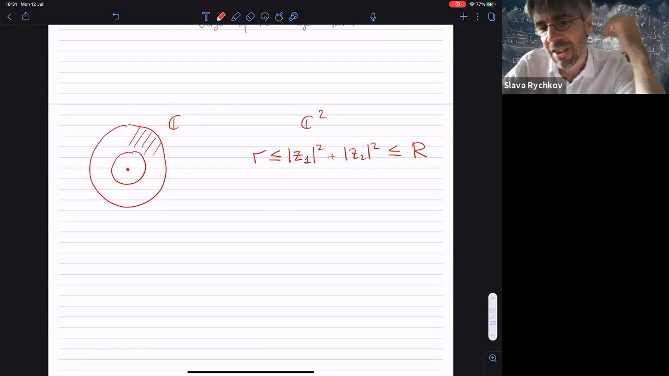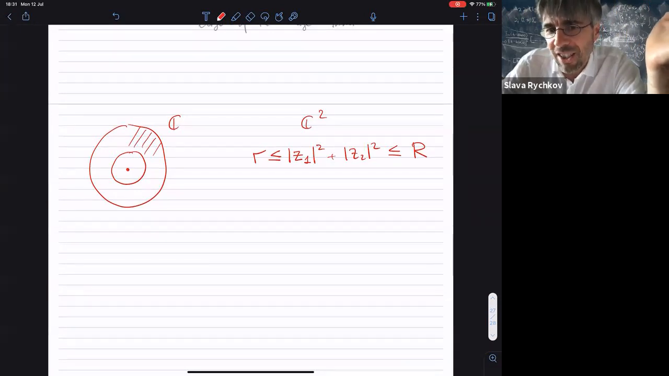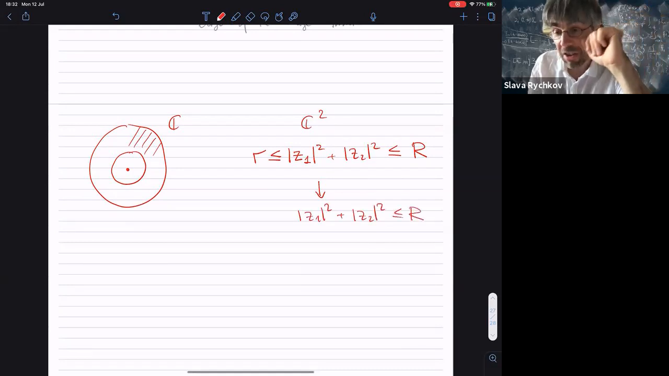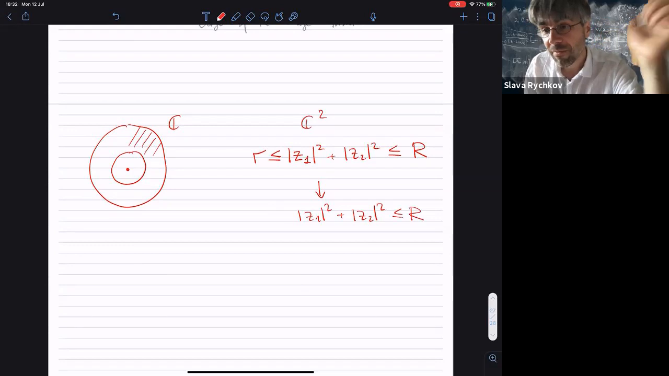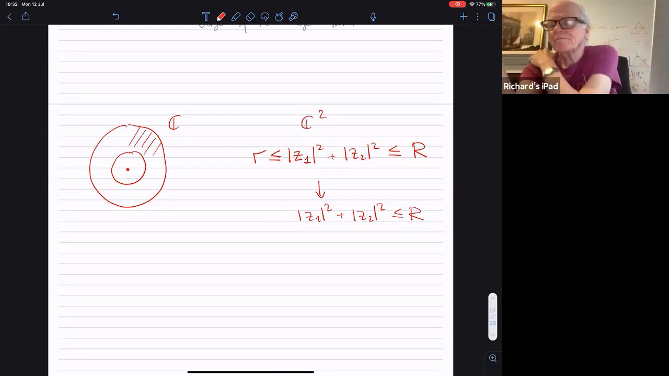So you could say that this is kind of the analog of an annulus in C2. And you can ask, can there be some function which is analytic in this annulus, but cannot be extended to the full disk? It turns out it's impossible. So any function analytic in this annulus can be extended to |z1|^2 + |z2|^2 smaller than R, for free. It's pretty amazing. Yeah, that makes sense. Thanks.